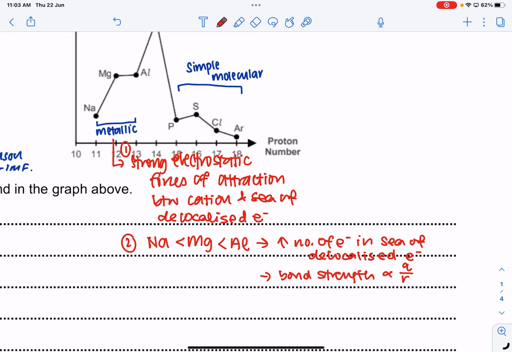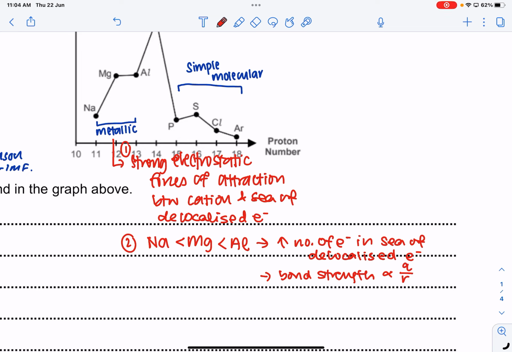So why is it the cation? Because in this case you're forming ions, it's not your atomic radius. Which part are you talking about? Your bond strength here, right? The bond strength is directly proportional to Q over R, right? Okay, it's your ionic radius, not your atomic radius.